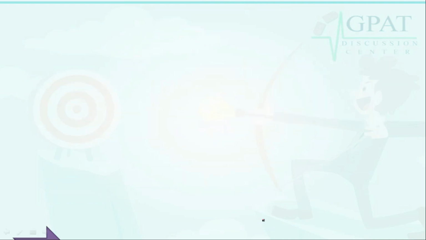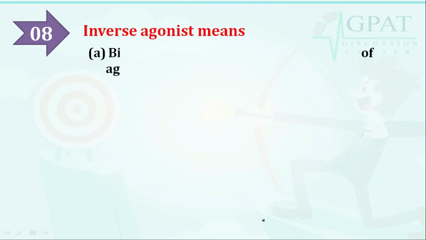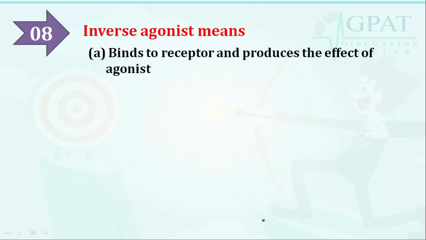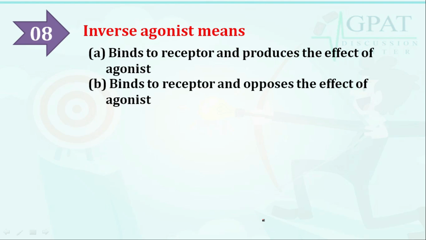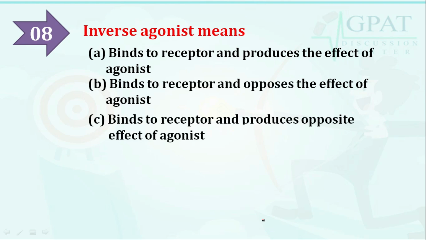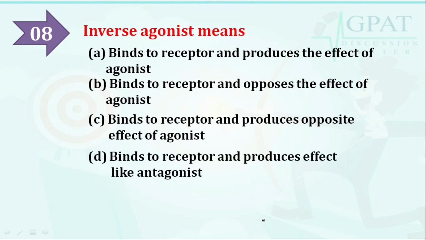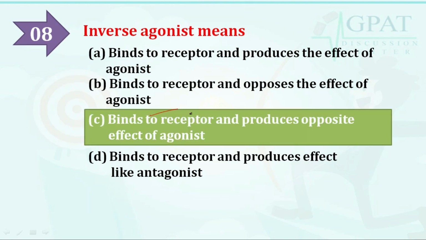So now moving on to the next question: inverse agonist means, option A, binds to receptor and produces the effect of agonist; option B, binds to receptor and opposes the effect of agonist; option C, binds to receptor and produces the opposite effect of agonist; option D, binds to receptor and produces effect like antagonist. So what is an inverse agonist? An inverse agonist binds to receptor and produces the opposite effect of agonist. That's why its name is inverse agonist, students.